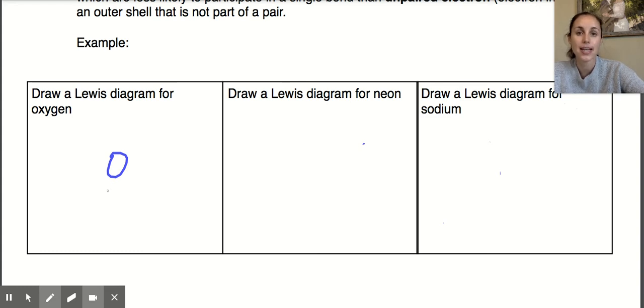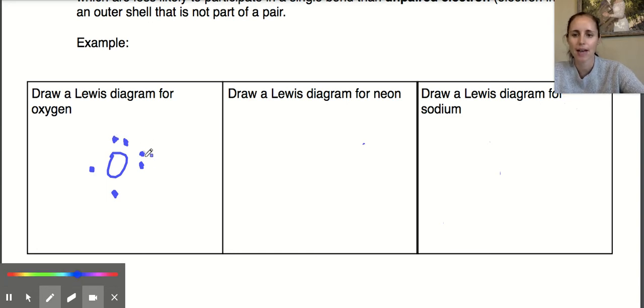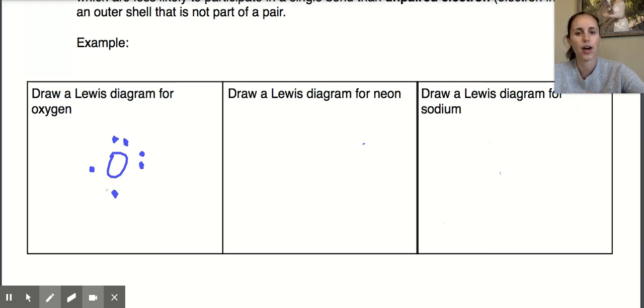Now we're going to place 6 electrons because oxygen is in group 16. That means it has 6 valence electrons. So I'm going to start at the top here, 1. I'm going to go to the side here, 2. Bottom, 3. Side, 4. Now I can start pairing. So I'm going to go to the top again, 5. And I'm going to go here, 6. I now have my Lewis diagram for oxygen, so I can see that I have 2 electron pairs and 2 unpaired electrons. I want you to pause the video and try your Lewis diagram of neon.